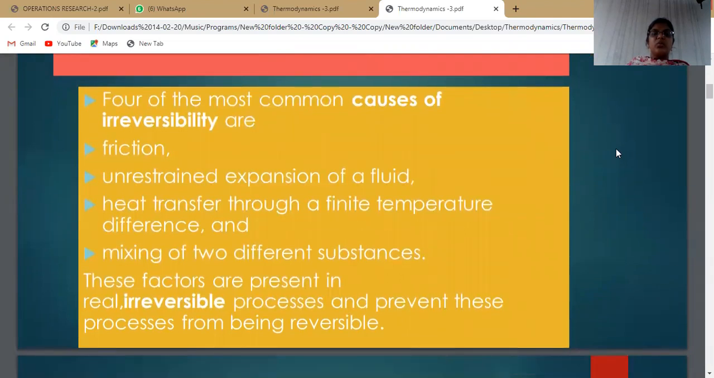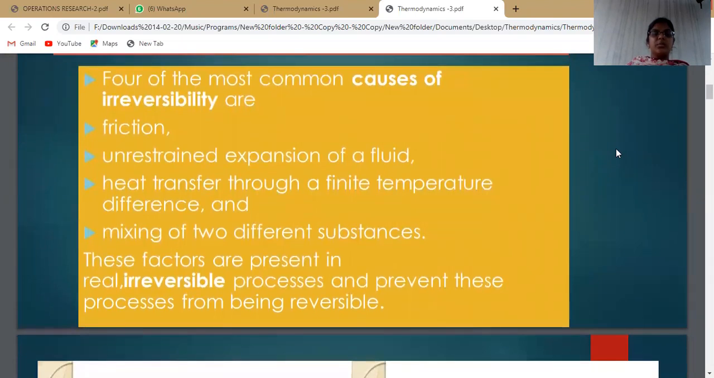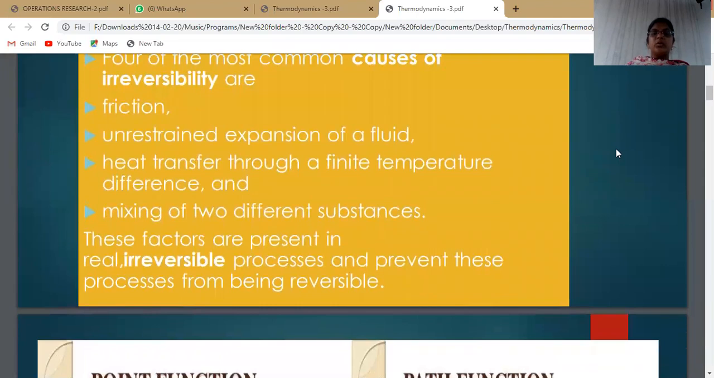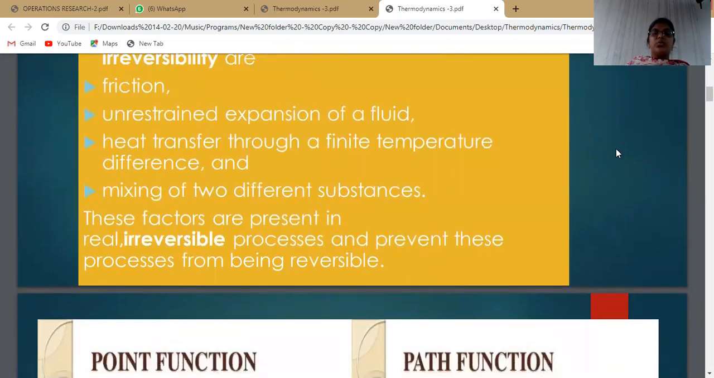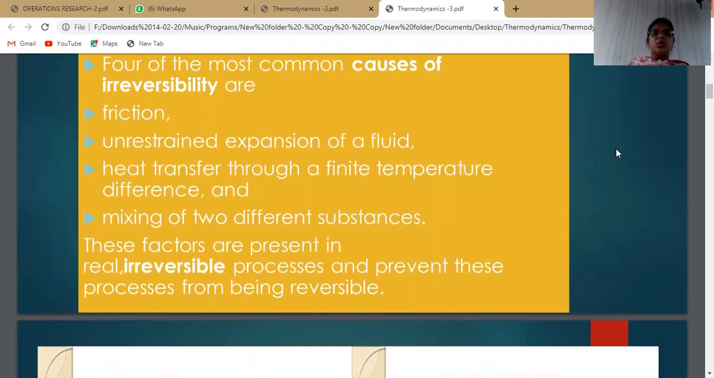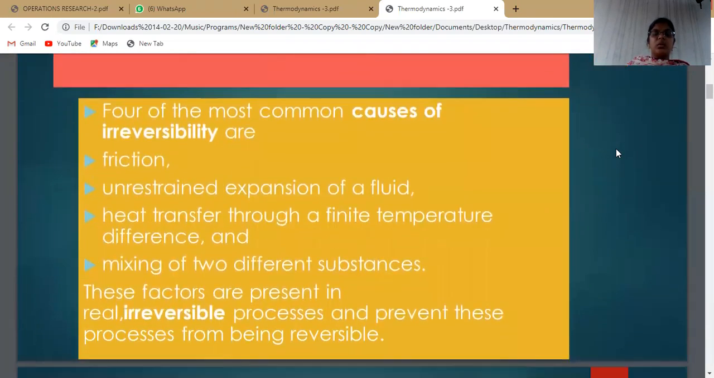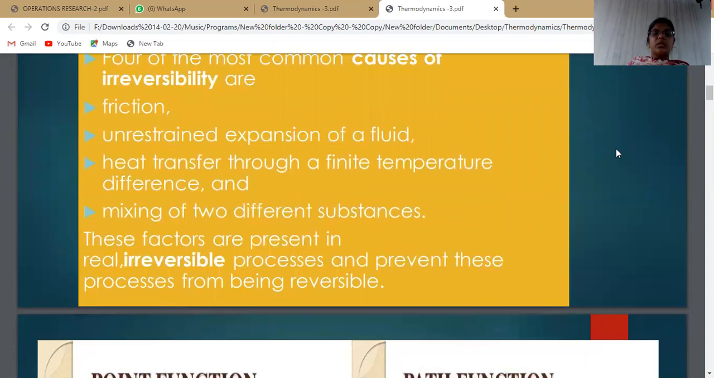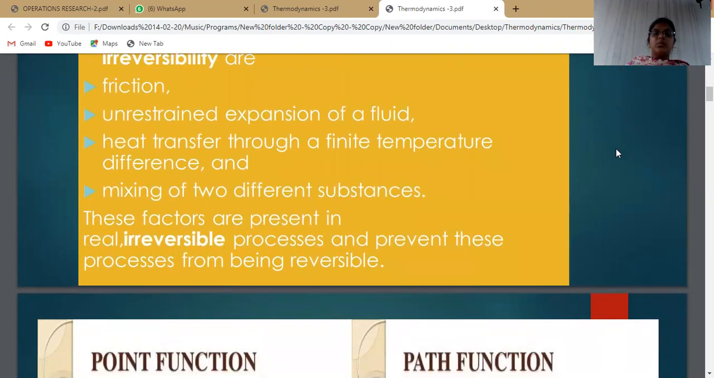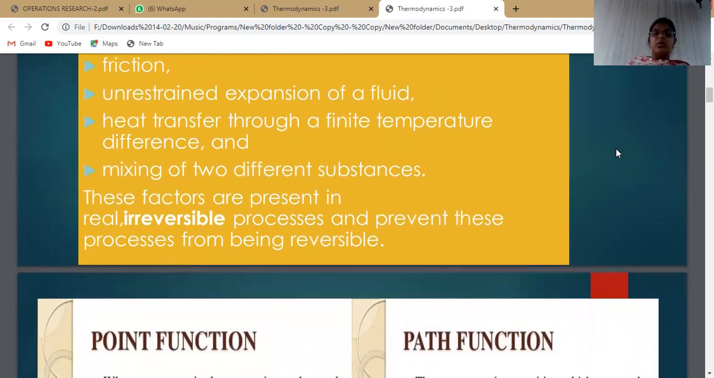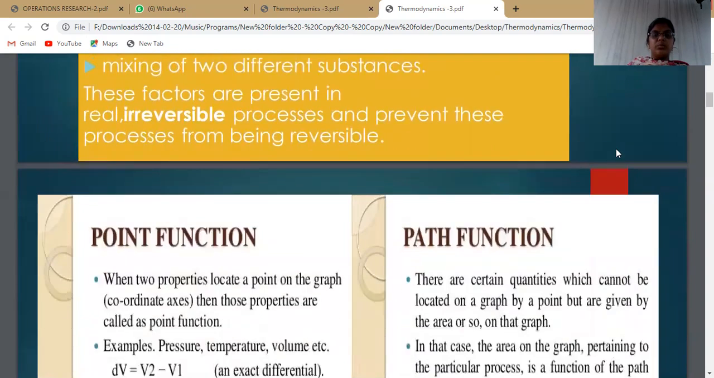Two, unrestrained expansion of a fluid. Unrestrained means it does not expand freely, so that is unrestrained expansion of a fluid. Three, heat transfer through a finite temperature difference. Four, mixing of two different substances. Those are the most common causes of irreversibility. These factors are present in real irreversible processes and prevent the process from being reversible.